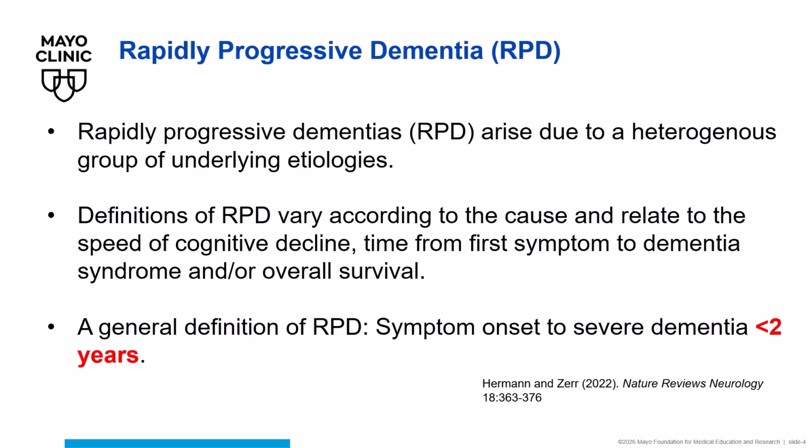The rapidly progressive forms are caused by a heterogeneous group of underlying etiologies. The definition of a rapidly progressive dementia varies according to the cause and relates to the speed of cognitive decline, the time from first symptom onset to a dementia syndrome and/or overall survival. A general definition is symptom onset to severe dementia in less than 2 years. So that's the definition that we're going to work off for rapidly progressive dementias today.